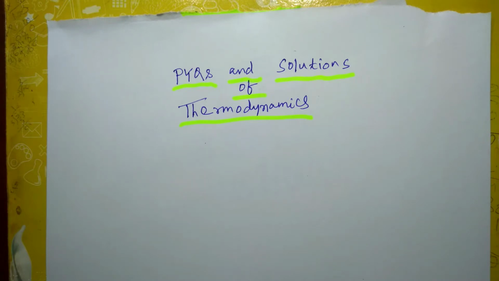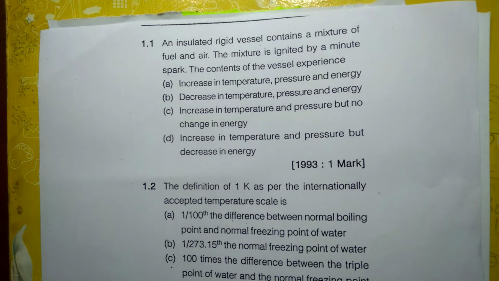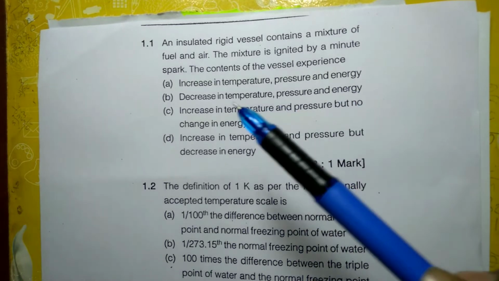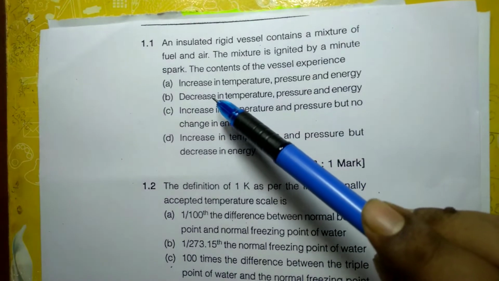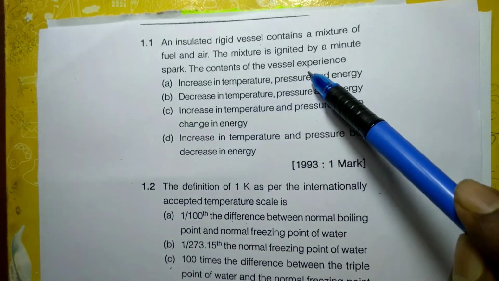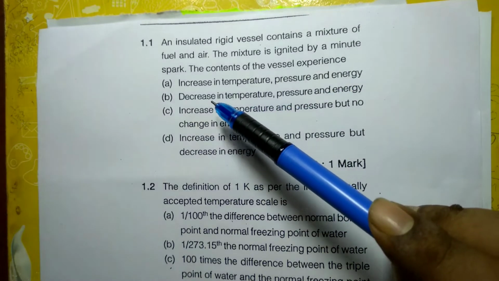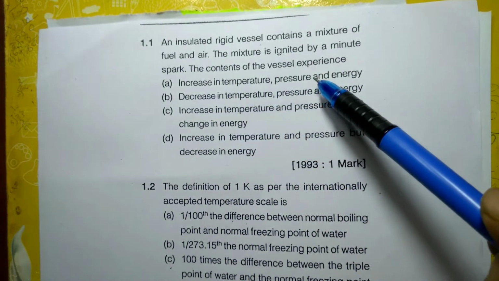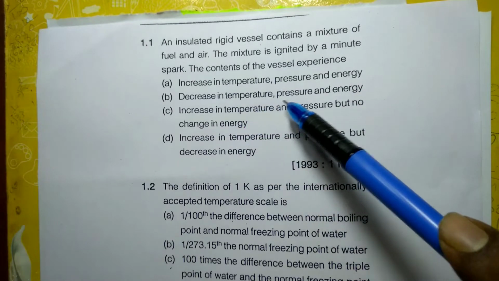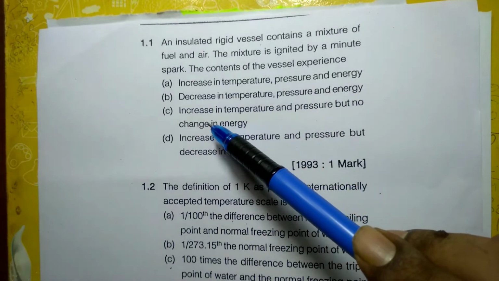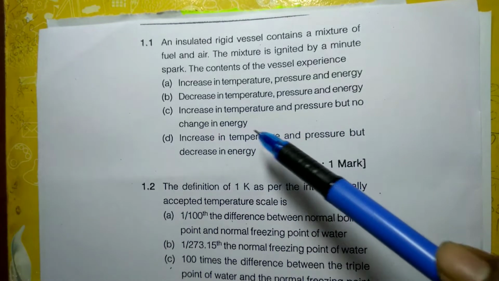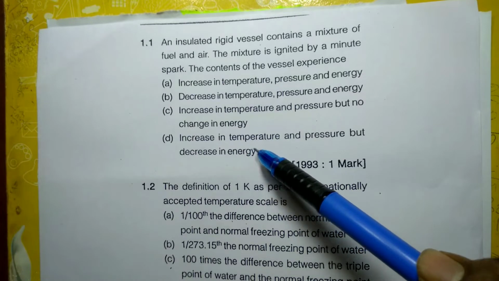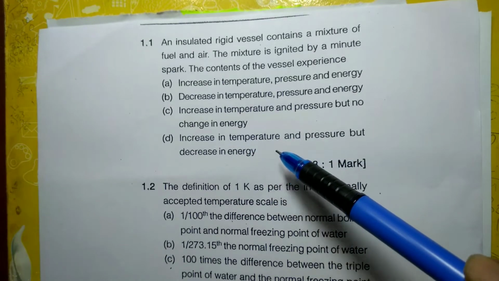Let's get started. So the first question is like this. An insulated rigid vessel contains a mixture of fuel and air. The mixture is ignited by a minute spark. The contents of the vessel experience, and the options are: A, increase in temperature, pressure and energy; B, decrease in temperature, pressure and energy; C, increase in temperature and pressure but no change in energy; D, increase in temperature and pressure but decrease in energy.